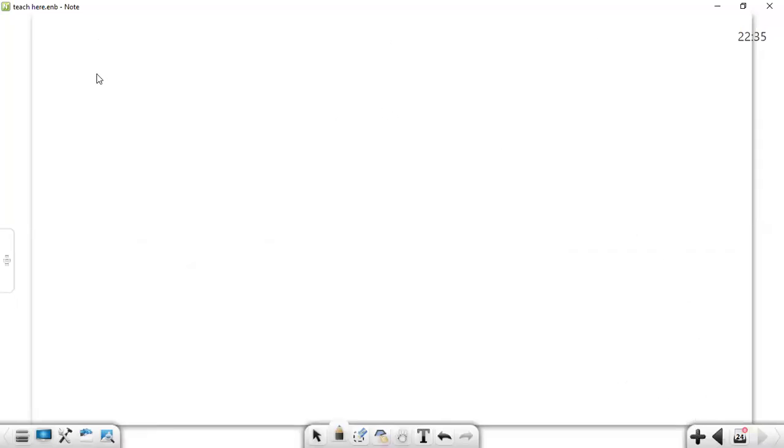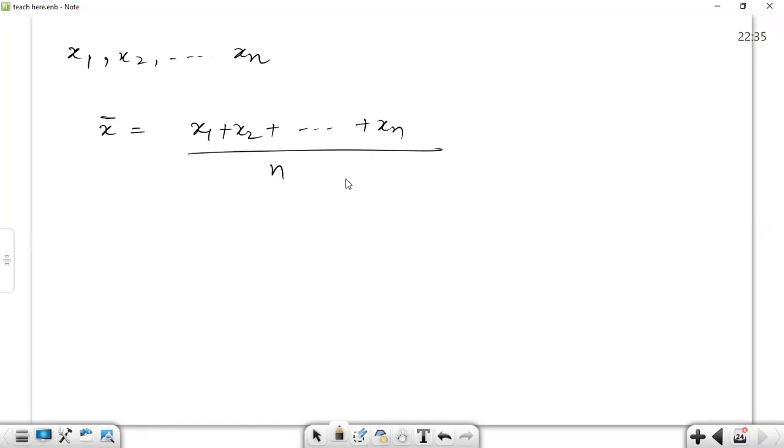So we may write that if there are n observations x1, x2, up to xn, then their mean will be represented by x bar, and you have to sum all the observations and divide by the number of observations. That will be the arithmetic mean.